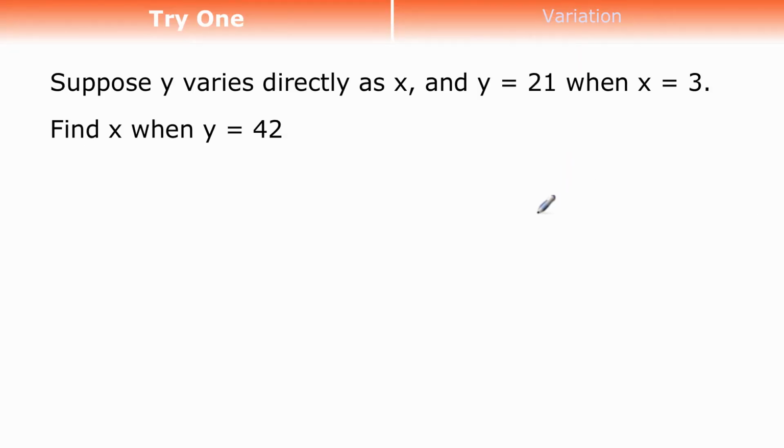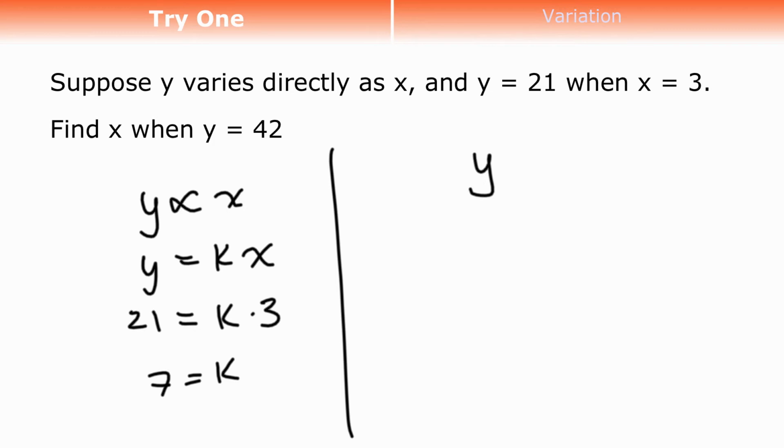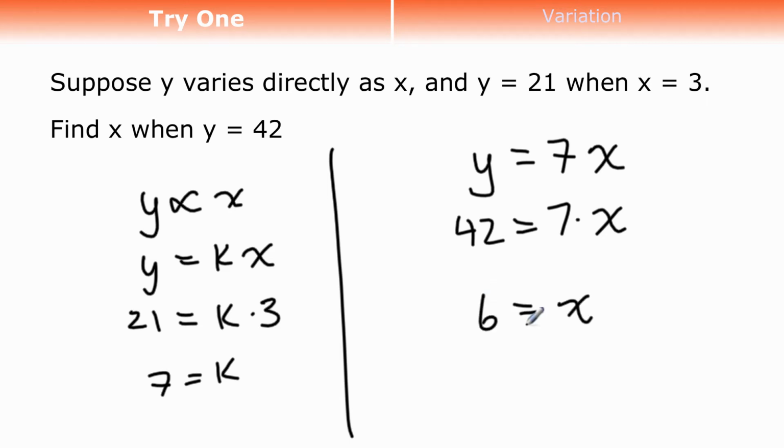Maybe try this one. Press pause, try it, and then press play and see if you're on the right track. Y varies directly as x, so y is equal to some constant multiplied by x. Y is 21 when x is 3. Divide both sides by 3, and I get the constant is equal to 7. Then they say find x when y is 42. So my equation is y is equal to 7 times x. They say plug in a 42 for y, so 42 is equal to 7 times x, and they want us to find x. I'll divide both sides by 7, so I get x is equal to 6.